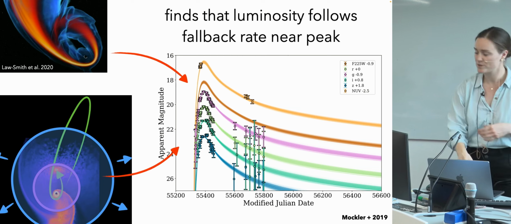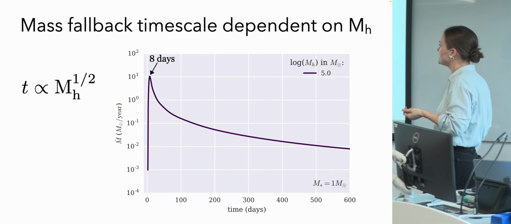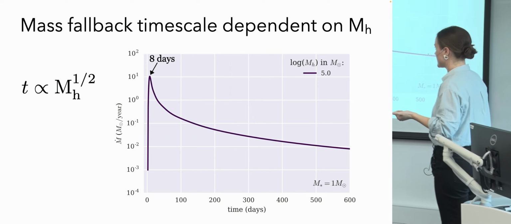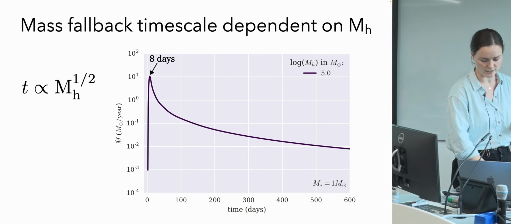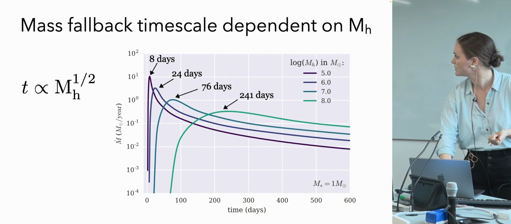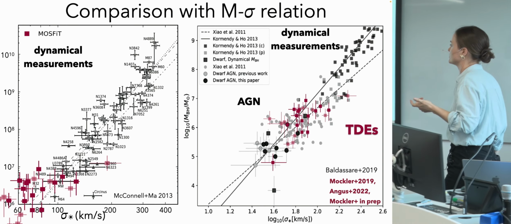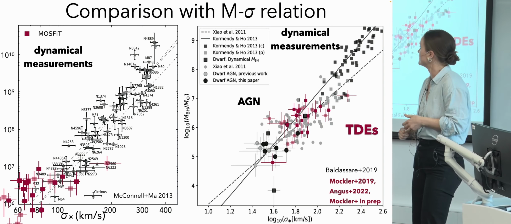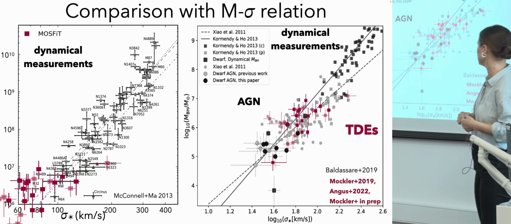But what this means is that maybe at least for the light curves near peak, the light curve timescale is dependent on the mass fallback rate, and then we can potentially constrain the black hole mass from there. I'm not going to go through that again. But that's what we used our model to do, essentially. And we were able to get constraints on black hole masses from TDEs doing this.